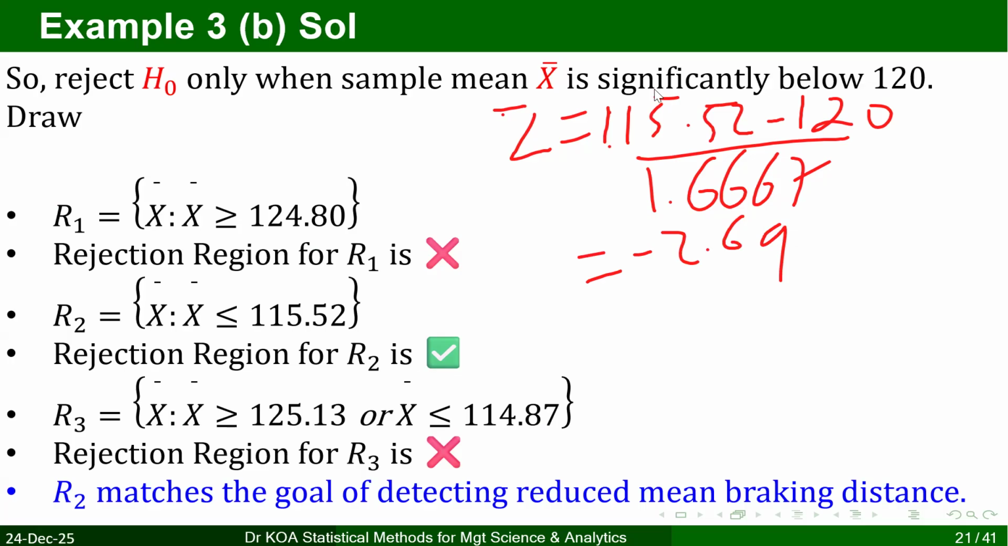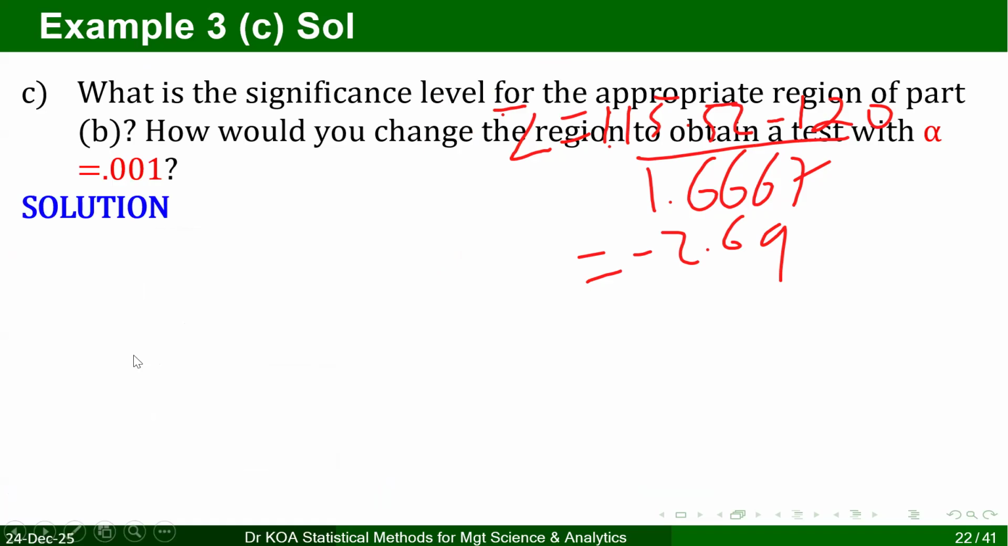Now, remember the question we are looking at here. Let me just take you back to the question. It says, what is the significance level? So we want the significance level for this appropriate region. How would you change the region to obtain a test with a different significance level? We'll come back to that. So what is it going to be? To find this, you've got to go and read it from the Z table.